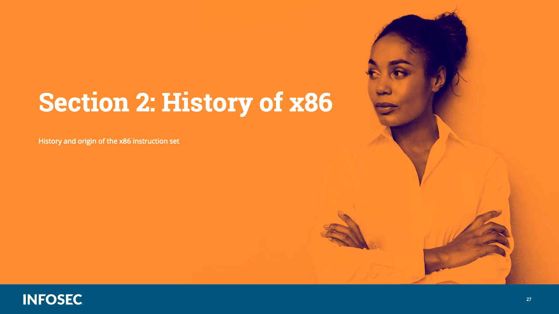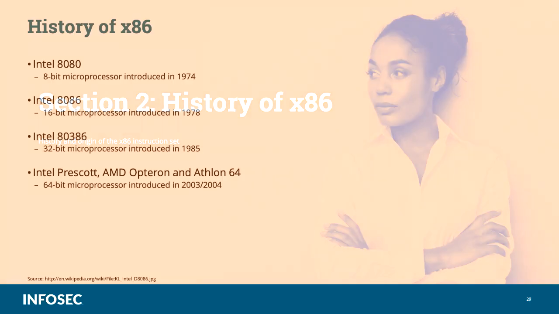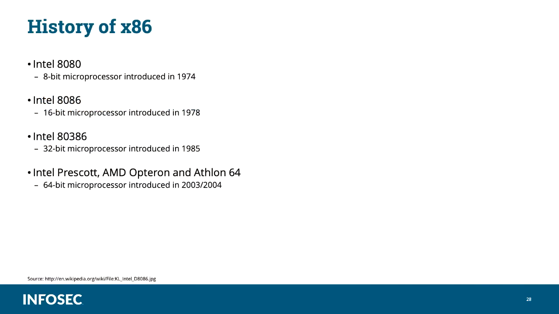The history of x86. Now, the history of x86 begins with the original 8080 8-bit microprocessor that Intel introduced in 1974. From there, the chip expanded to support 16 bits and was called the 8086 processor in 1978.